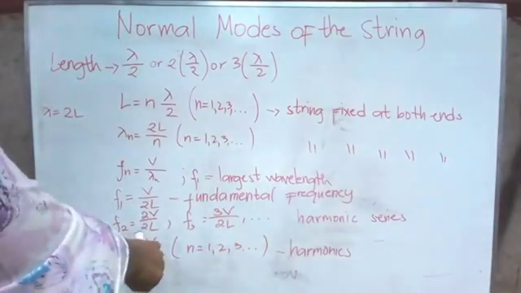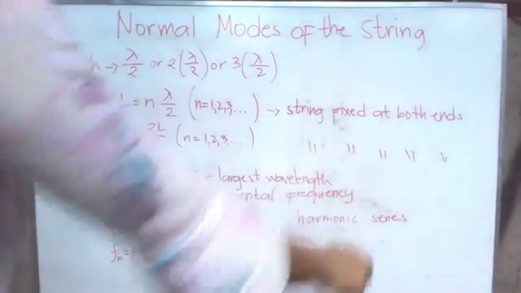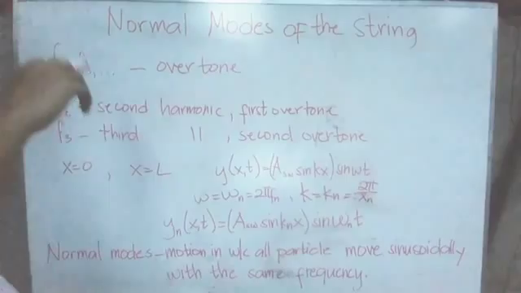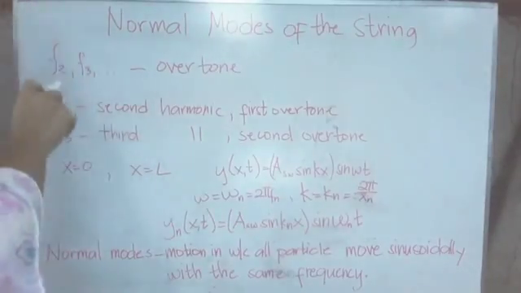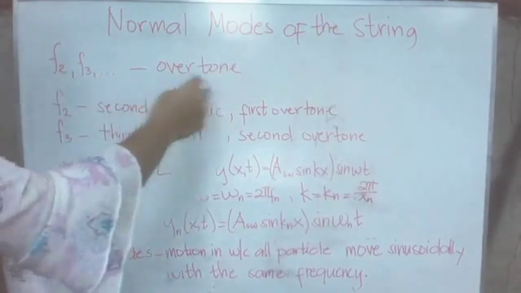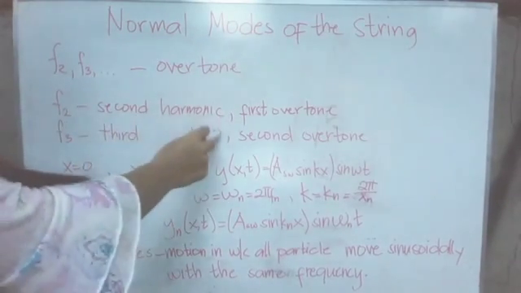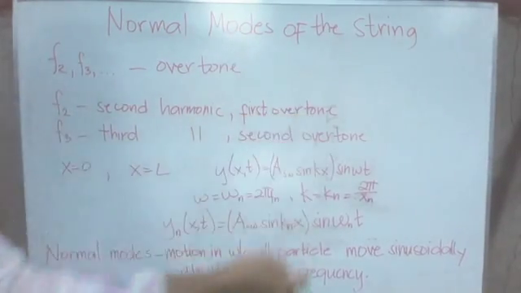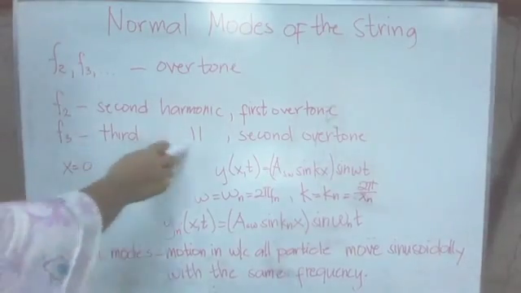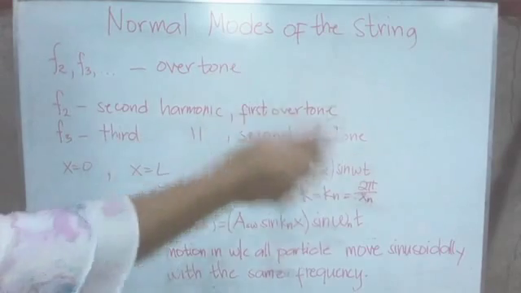These frequencies, F1, F2, and so on, are what we call the harmonics. When they are in series, we call it the harmonic series. Musicians sometimes call F2, F3, and so on overtones. So F2 is the second harmonic, which is the first overtone, and F3 is the third harmonic, which is the second overtone, and the others follow.